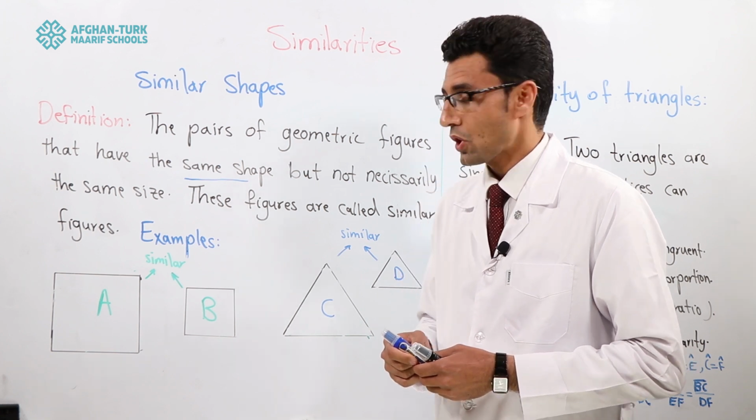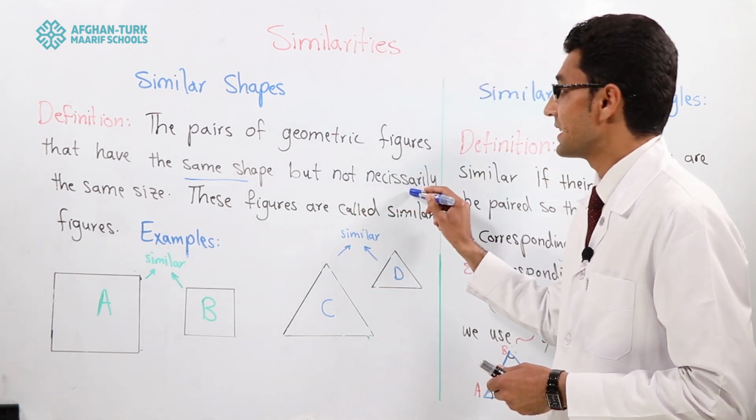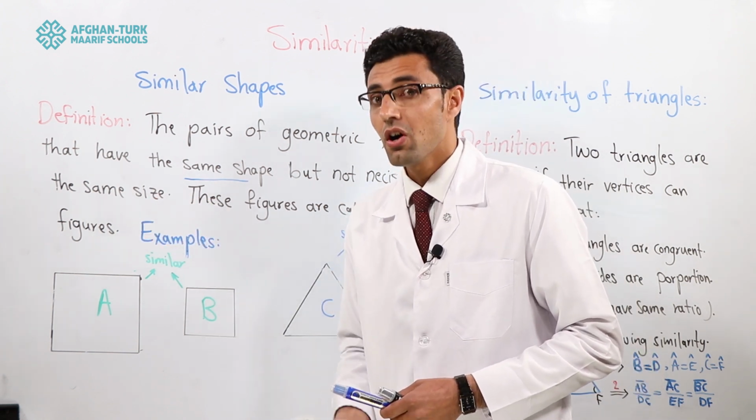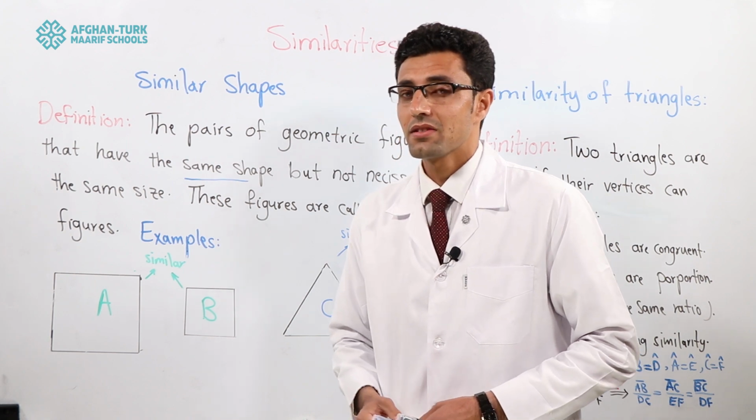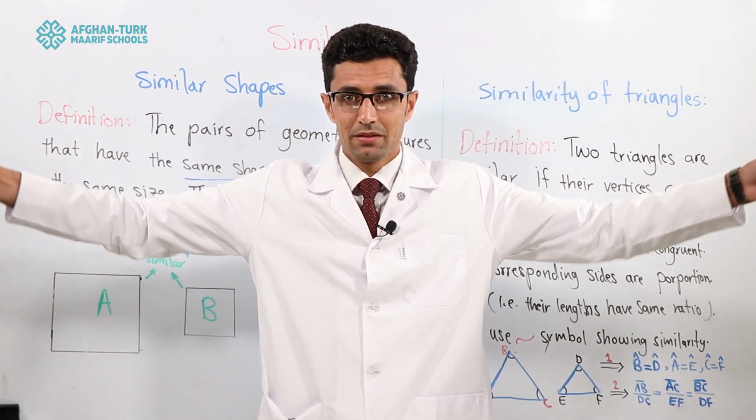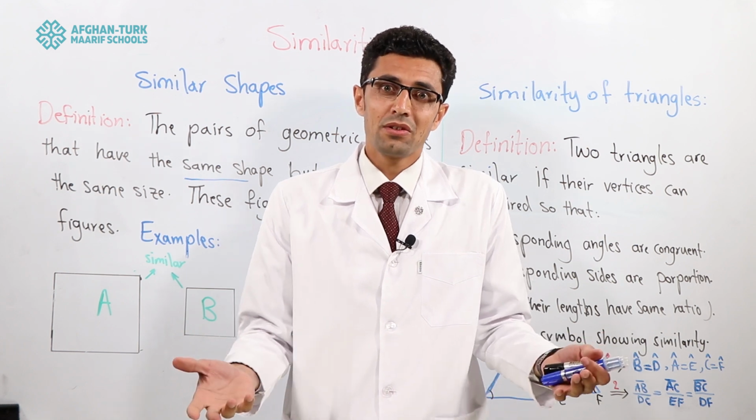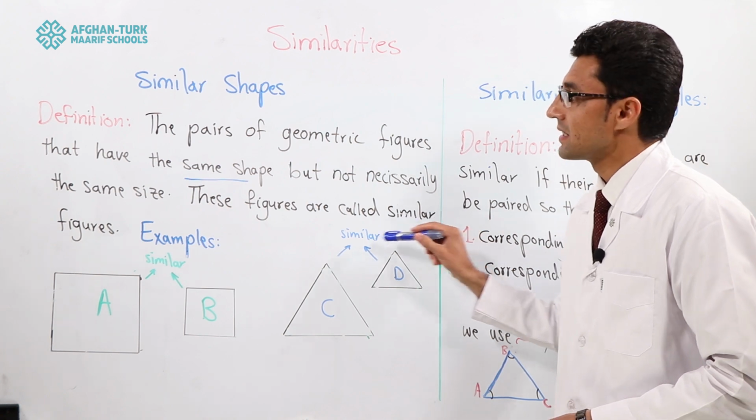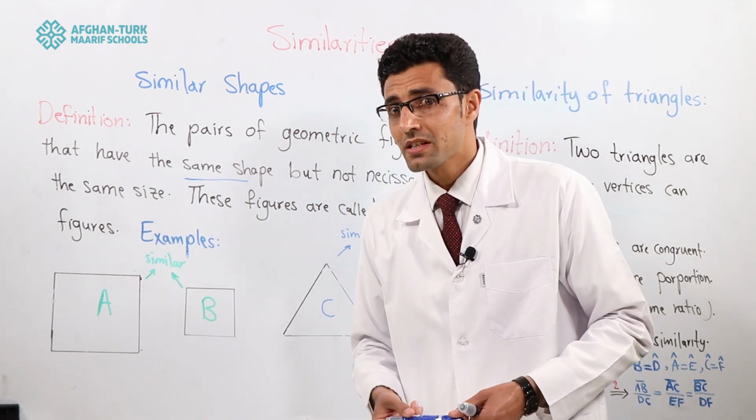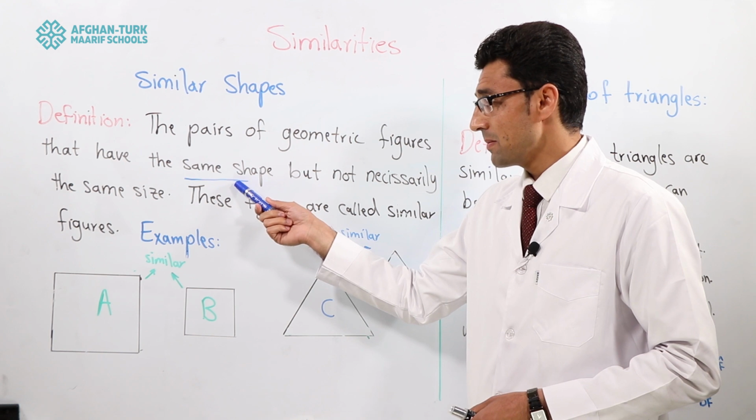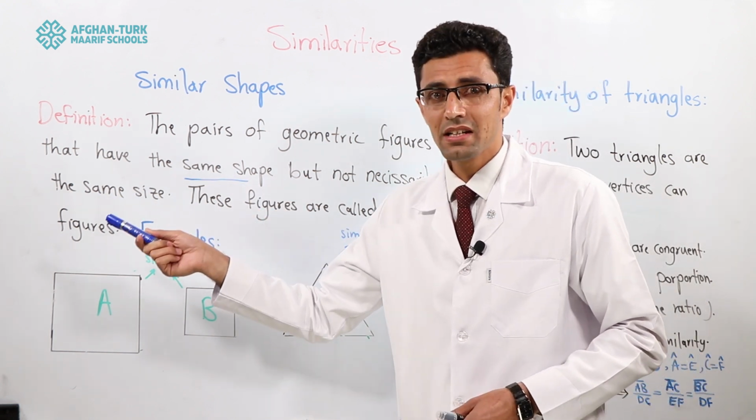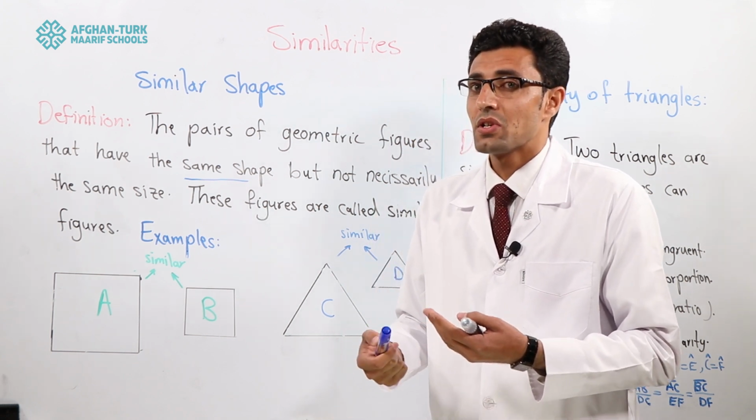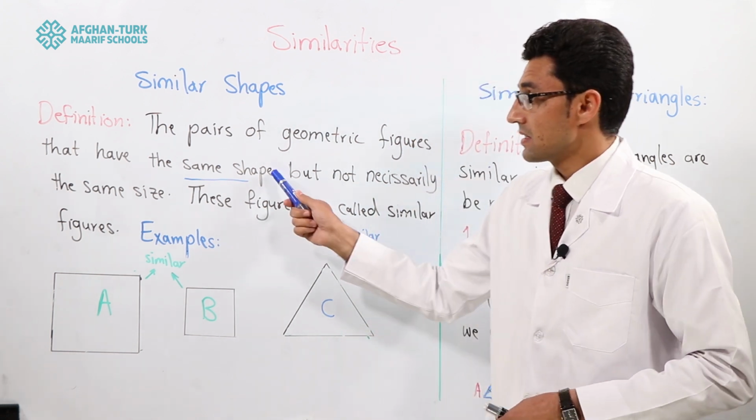You know shape. But not necessarily the same size. Their shapes are equal, but their sizes are not equal. Maybe one is very big, one is small, but they look like each other. These figures are called similar figures. What type of figures? The figures which have the same shape, but not necessarily the same size. Maybe their sizes are also equal, but that is not necessary. This is very important.